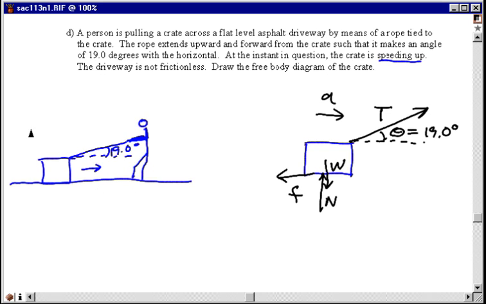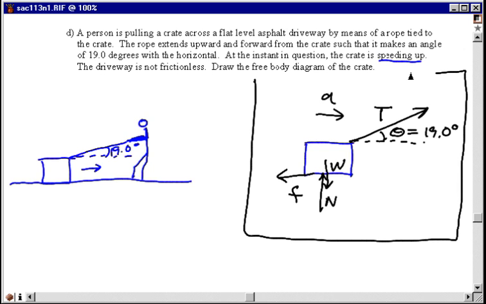I'm going to check, make sure I got them all. Check everything that's touching it. The rope is touching it. There's a tension force. It's actually an asphalt driveway. I may have called that the floor, but it's an asphalt driveway touching it. It can exert a normal force and a frictional force. Got both of those on there. And then I get the one force that's exerted on the object by an object that's not touching it, namely by the Earth, that weight force. And this is the free body diagram for part D. And that takes care of SAC 113, problem number 1.